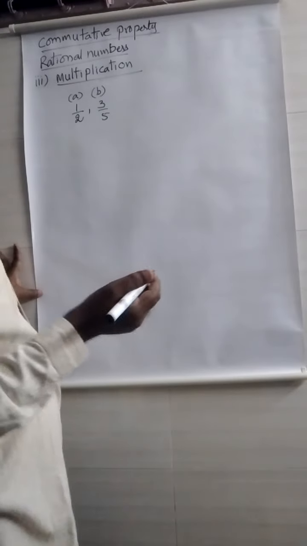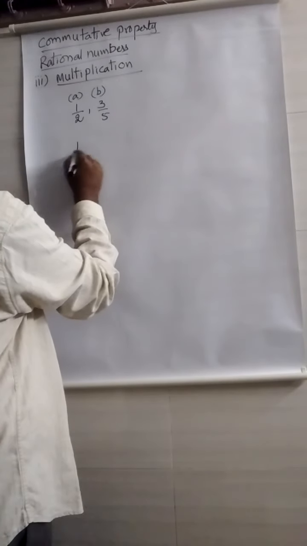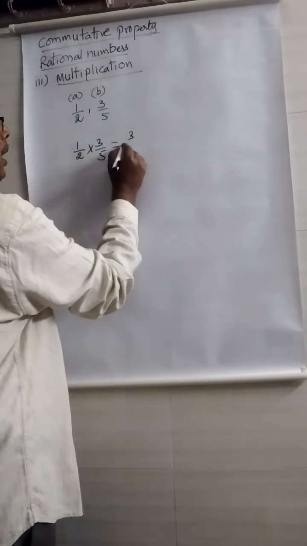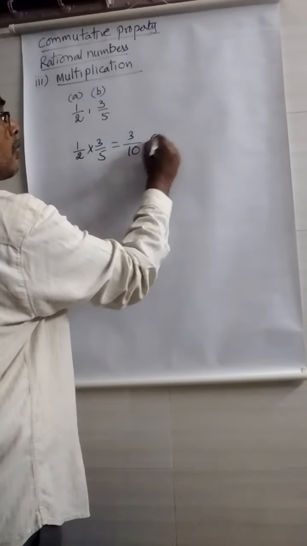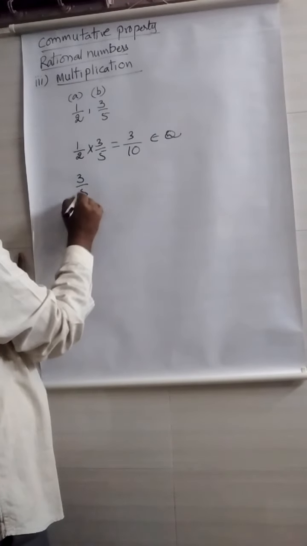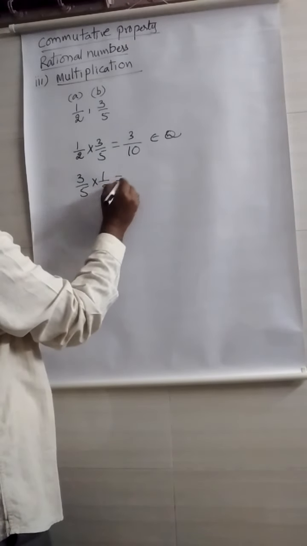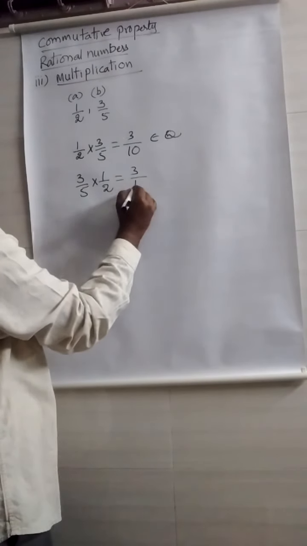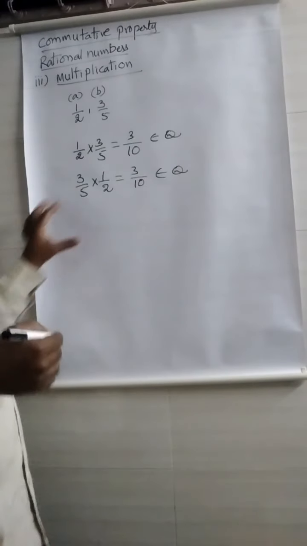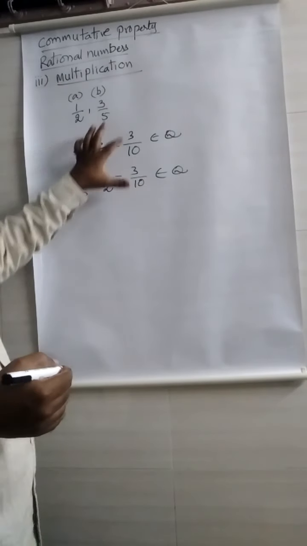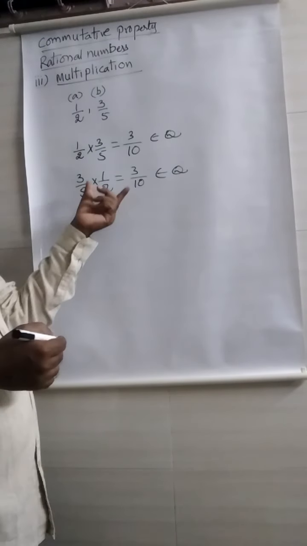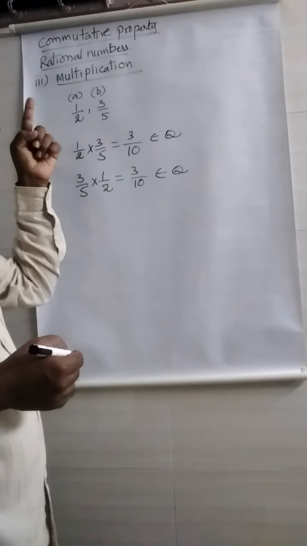Multiplication. Already we know it. That means first case, 1 by 2 into 3 by 5. Then what you get? 1 3s are 3, 2 5s are 10. This is also a rational number. Now we take the reverse order. That means 3 by 5 into 1 by 2. Then what you get? 3 into 1 is 3, 5 into 2 is 10. This is also a rational number. But you may compare the result we get in both the multiplications, 3 by 10 and 3 by 10. Even though we change the order, we get the same result here, like addition.